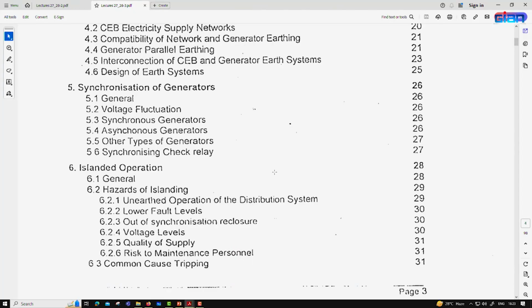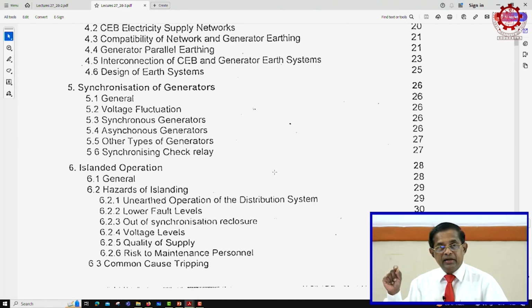Then the synchronization of the generators, right, general voltage fluctuation, synchronous generators, asynchronous generators, that is induction generators that we talked about, other types of generators, synchronizing check relay, and they will give the parameters for the synchronizing check relay, right. By the time you close the synchronous breaker, what is the maximum angle that you can have between the phases, R to R, Y to Y, what is the angle difference, how many degrees, 3 degrees, 6 degrees, they will say it should be specified to your manufacturer. So, the synchronizing check relay will then make sure by the time the breaker is closed, these are satisfied. What is the maximum difference between voltage magnitude by the time the breaker closes, and the speed etc. All these things are checked, right.